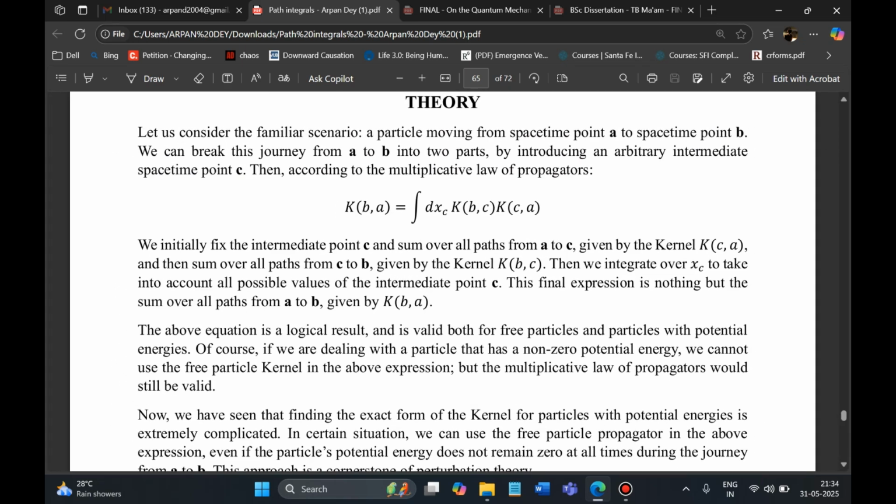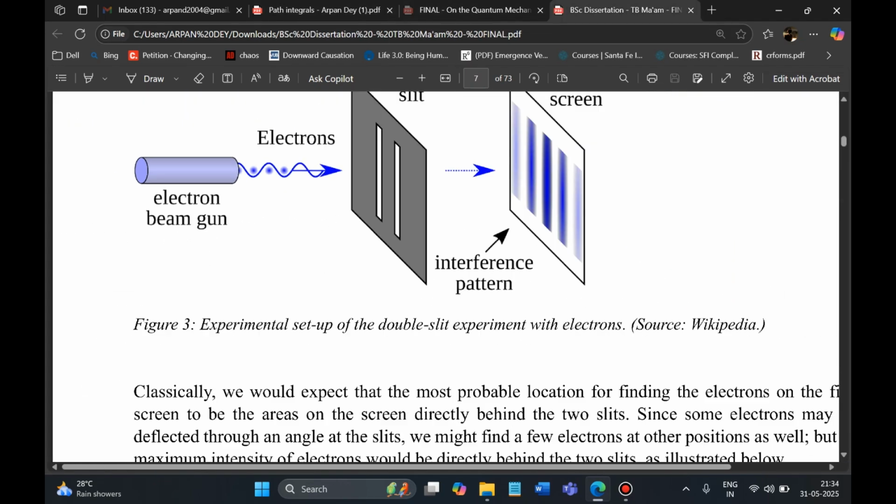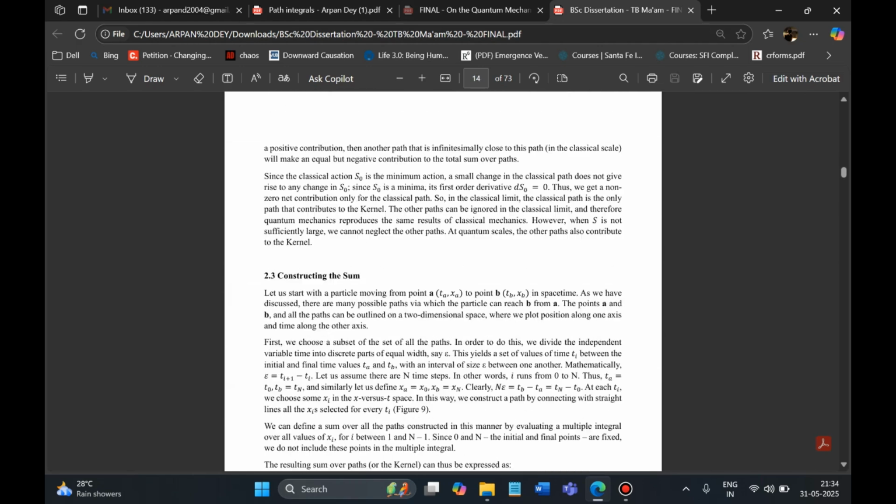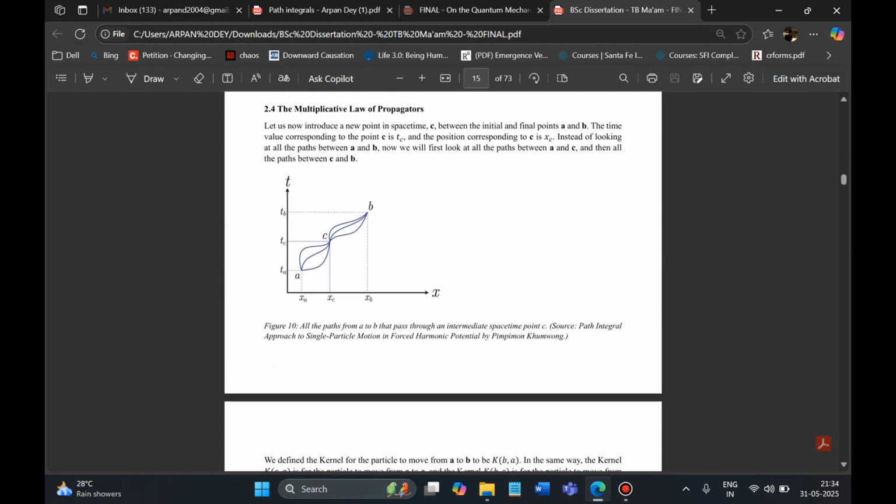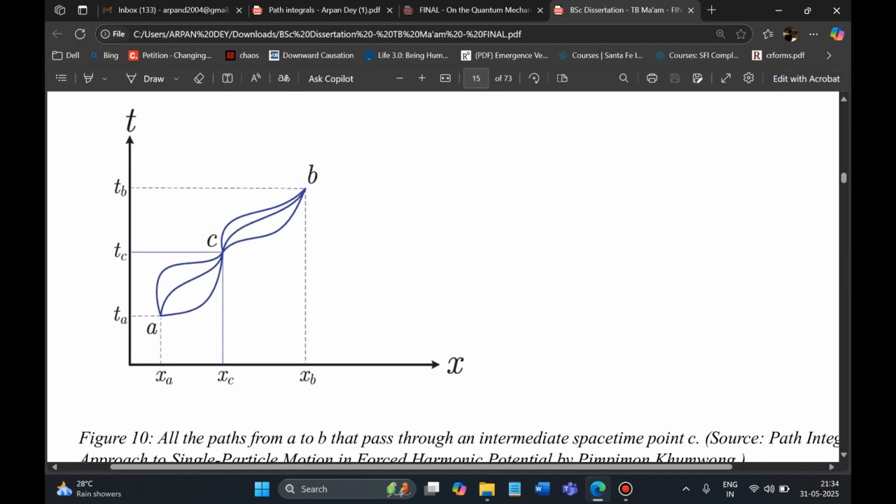So let us consider the familiar scenario, a particle moving from space-time point A to space-time point B. We can break this journey from A to B into two parts by introducing an arbitrary intermediate space-time point C. Then, according to the multiplicative law of propagators, which we have already discussed, an arbitrary intermediate point C.